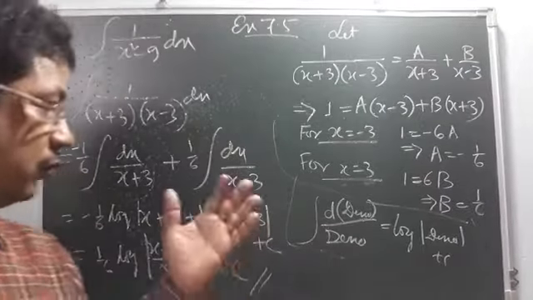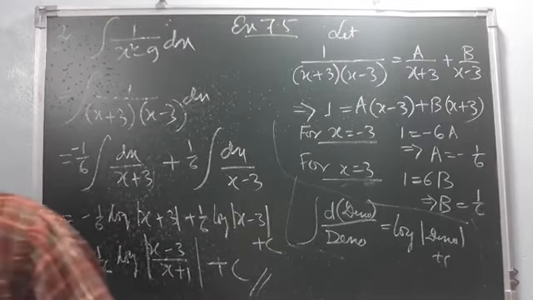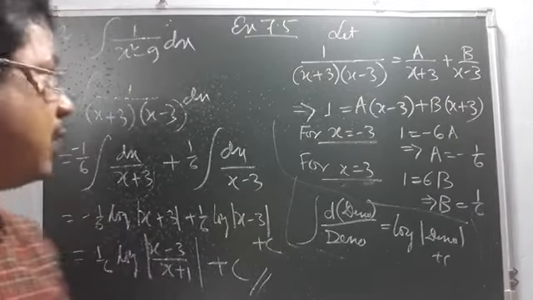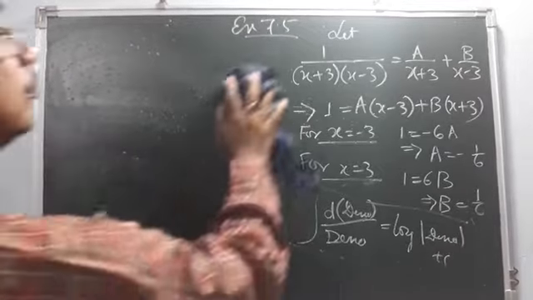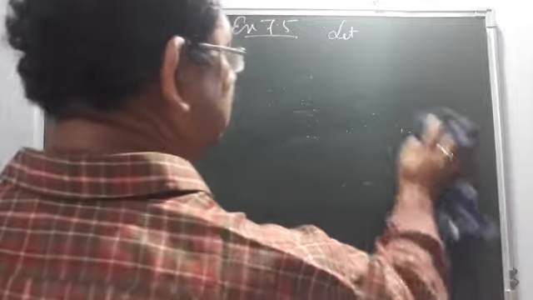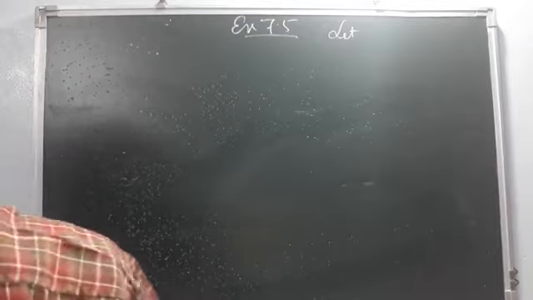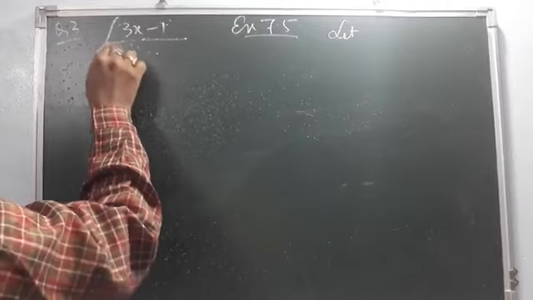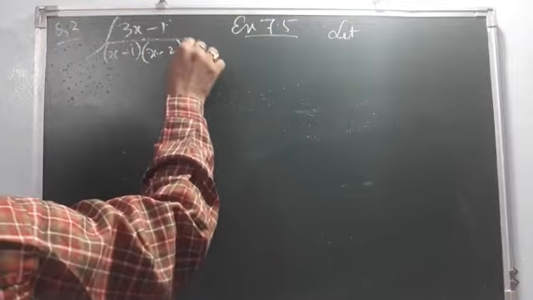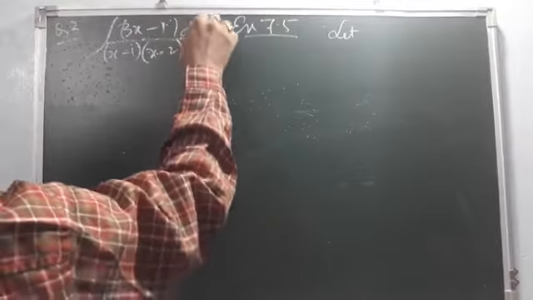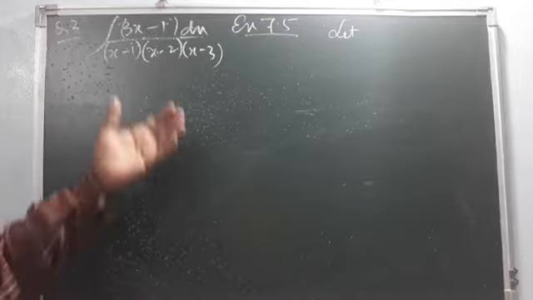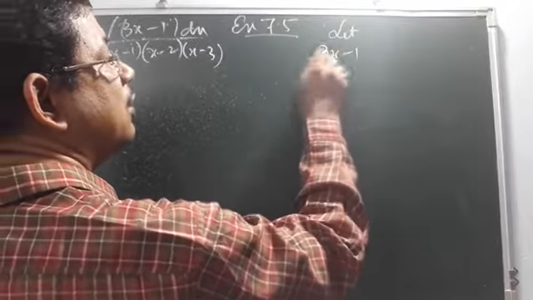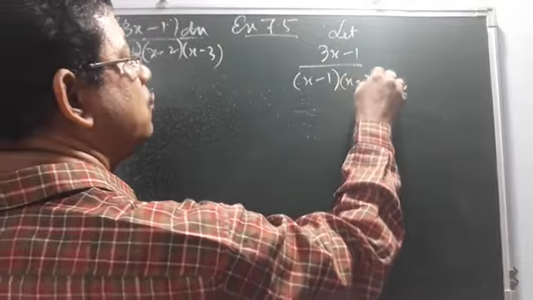So see the procedure, how we have done, how we have proceeded. Okay, so we will do the next one. In the next question, it is written integration of 3x minus 1 by x minus 1 into x minus 2 into x minus 3 dx. See, here there are three terms. Earlier we got only two terms, x square minus 9 we had written. Here what we will do, of course the same procedure, 3x minus 1 by x minus 1, x minus 2, x minus 3.